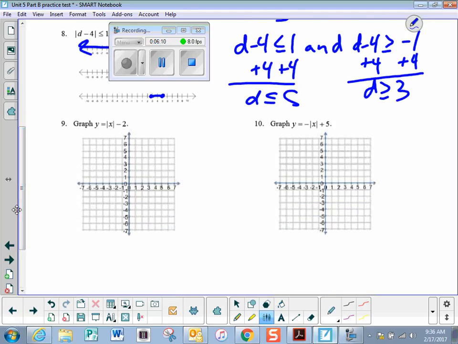So a lot of you realized that you didn't need to make a table because we've done enough translating of the parent function that you've realized what it looks like. So the vertex will be at -2, and we're going to go up 1 over 1, up 1 over 1, up 1, -1, and this is going to form our parent graph shifted 2 units down. Use the proper ray here. So that -2 on the outside shifts the parent graph 2 units down.